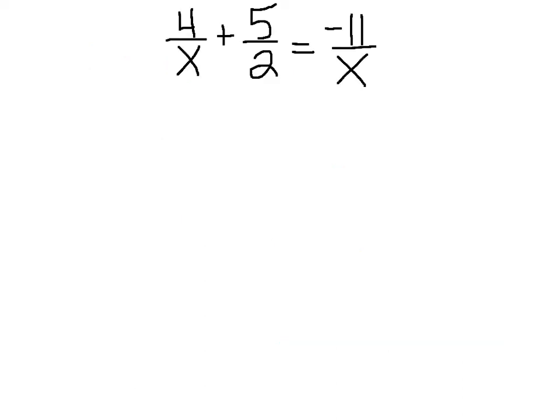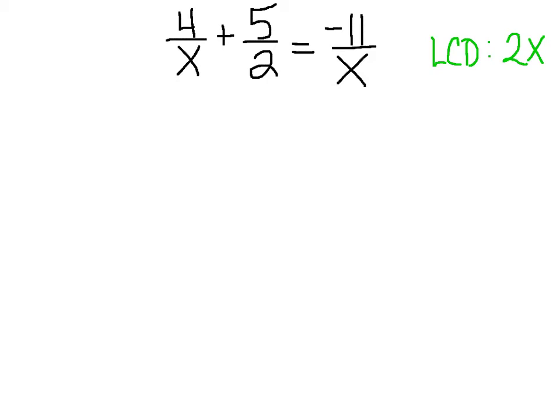So let's first look at this example. We have 4 over x plus 5 over 2 equals negative 11 over x. I'm going to show you two different ways to do it. We'll start with what we would probably assume to do. So 4 over x plus 5 over 2, naturally, we'd want to make that as one fraction. So I would first look for the least common denominator, and looking at the x and the 2, we need to take each one of these and put them together, and our least common denominator is 2x.